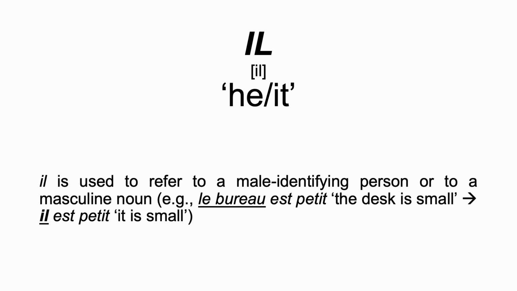The third person singular pronoun for masculine is il. He or it. Repeat, il. So il is used to refer to a male identifying person or to a masculine noun. So for instance, le bureau est petit, the desk is small. Le bureau is masculine, so if you want to replace it by a pronoun, you're going to use the pronoun il. Il est petit, meaning it is small.